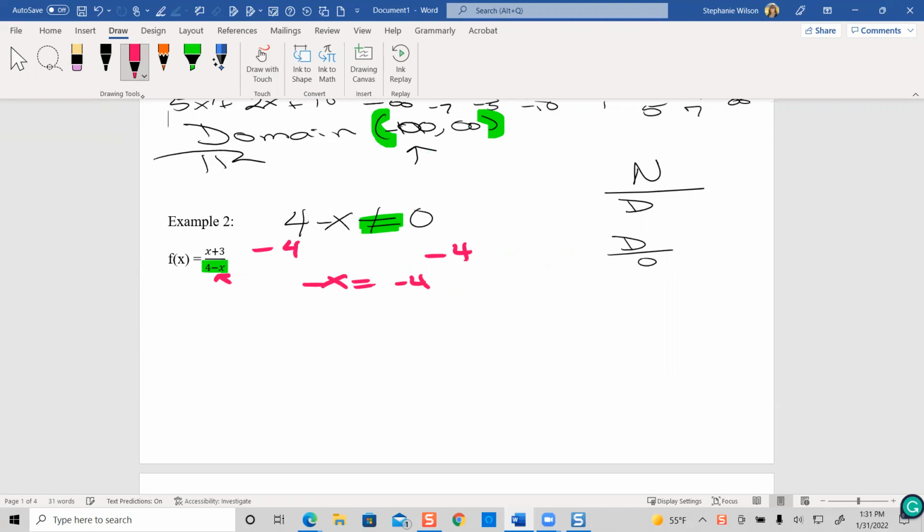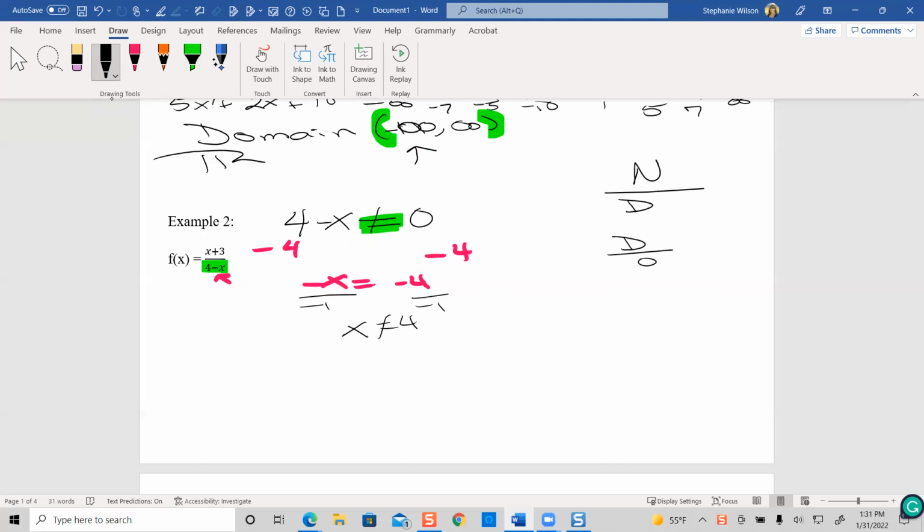However, the coefficient on x has to be a positive 1. It cannot be a negative 1. So I'm going to divide by -1, and I get +4. So either way we go, we came out with the same answer. Both options are correct. All right, so now I know that x cannot equal 4 in order for this to be real.